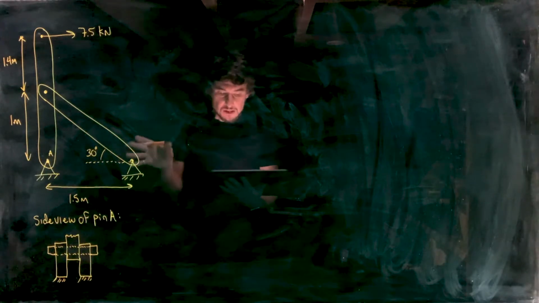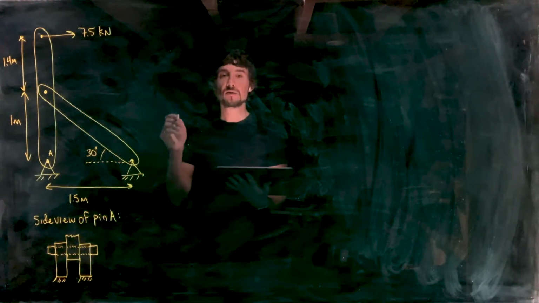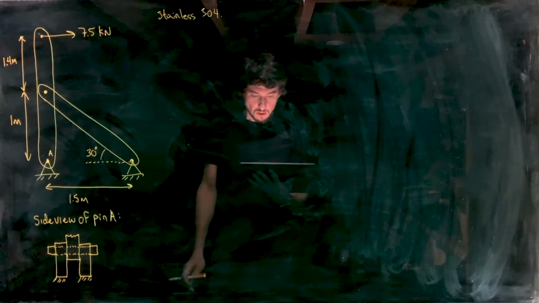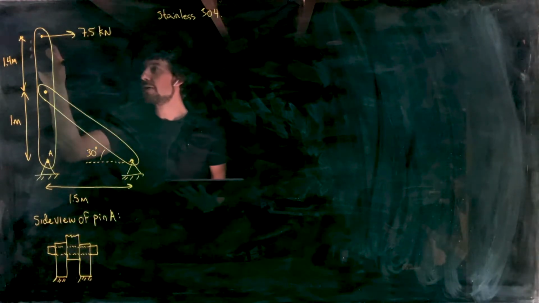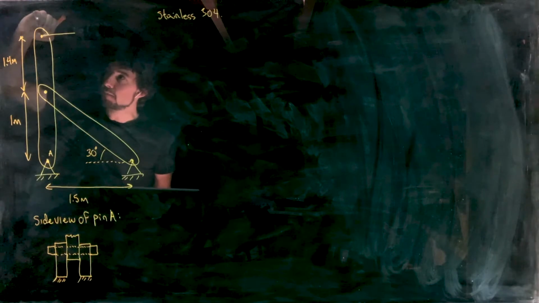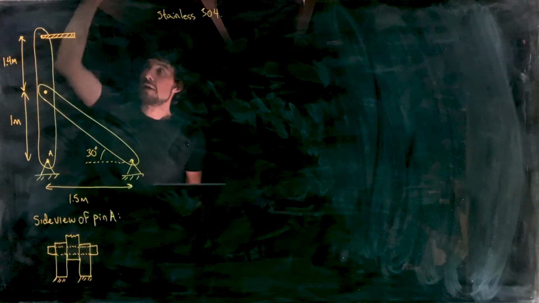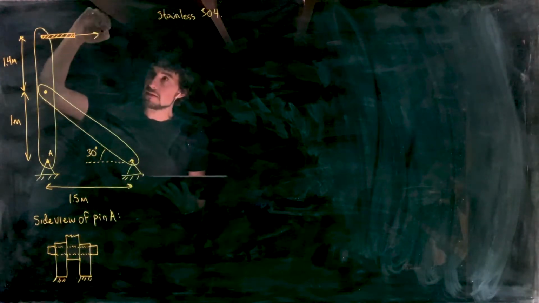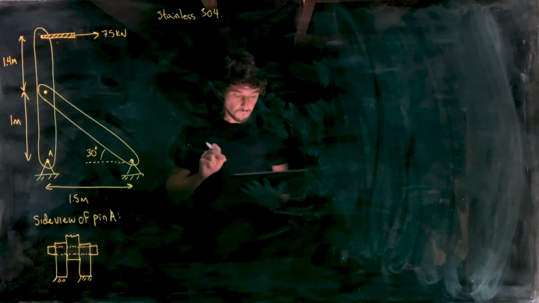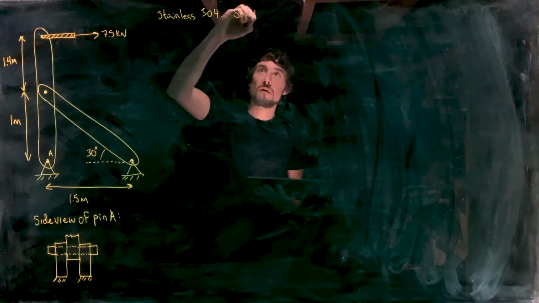Okay, so let me read the problem statement for you. It says both the cable and pin A are to be made using stainless 304 steel. So stainless 304 for the cable. Oh, I didn't actually draw the cable. So this load that's being applied here is actually being applied to a cable. And that would be helpful in terms of the text of the problem making sense. So here's a cable. I'm sorry for screwing up your notes there. And the load is being applied to that. So this is 7.5 kilonewtons. Okay, so both the cable and pin A are stainless 304. The design must have a safety factor of 1.5.